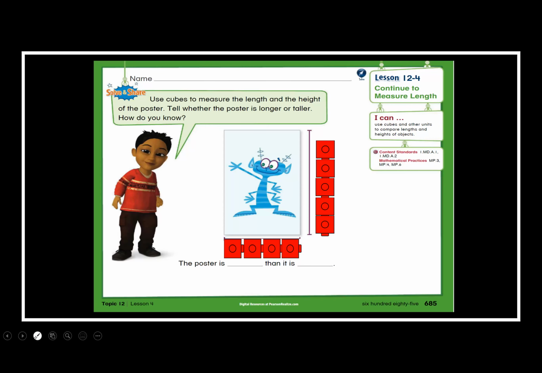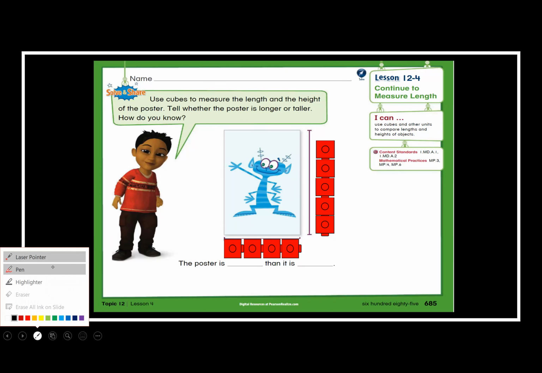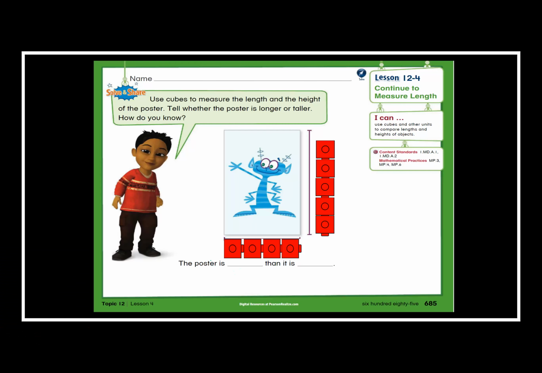So what we can write here is, the poster is taller or longer than it is? Excellent. It is taller than it is long.